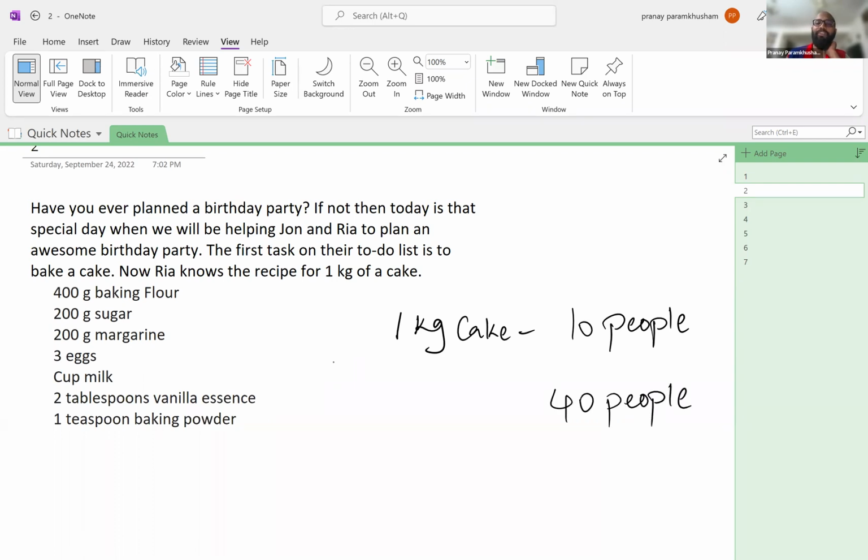Wait, is that the actual number of people, or are you just saying? The actual people. Yes, I'm not just saying. Okay, so 40 people are coming to the party, and we need to make 4 kilograms of cake. To make that, they'll need 16 grams of baking powder, 800 grams of sugar, 800 grams of margarine, 12 eggs. How many cups of milk? 4 cups of milk, 8 tablespoons of vanilla essence, and 4 tablespoons of baking powder.